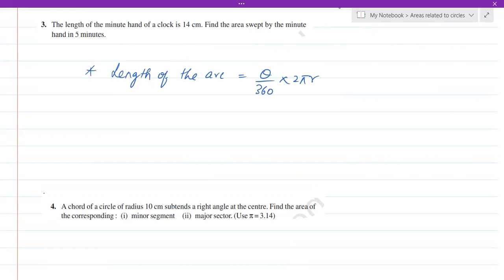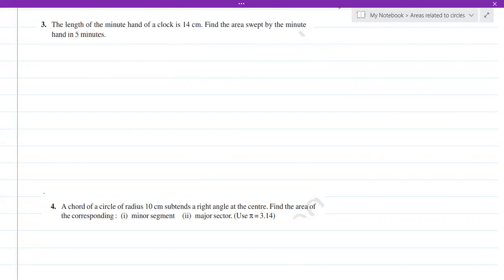Again, if it is a minor arc, you're going to use this. If it is a major arc, then we are going to use this formula: 360 minus theta by 360 into 2 pi r. It is exactly the same thing as the sector. In a sector, we use the area, so we use pi r square. Here it's a length, so we use 2 pi r.